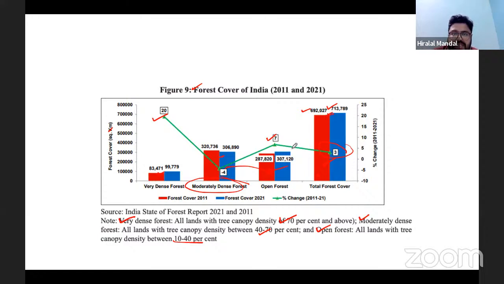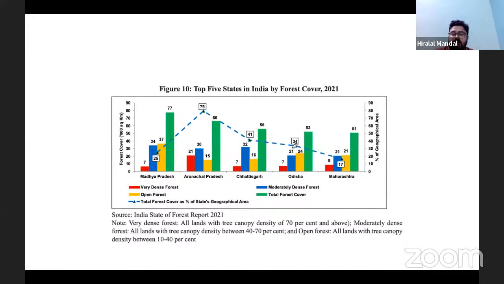So that's the status. And when it comes to performance, it is the moderately dense forest which has seen a decline. Otherwise, very dense forest has seen the positive, and open forest and the total forest cover has also seen its progress compared to the year 2011. So there's a significant rise. Now within the country, let us look at the standing of the various states in terms of forest cover.